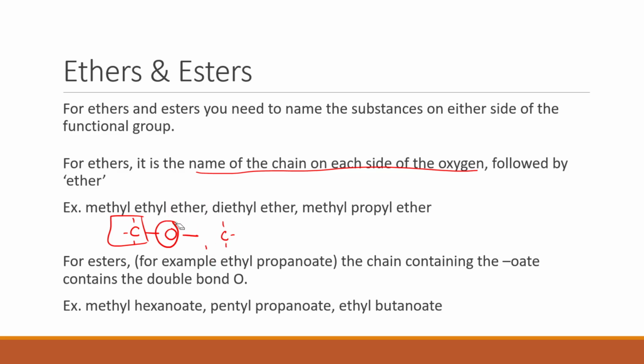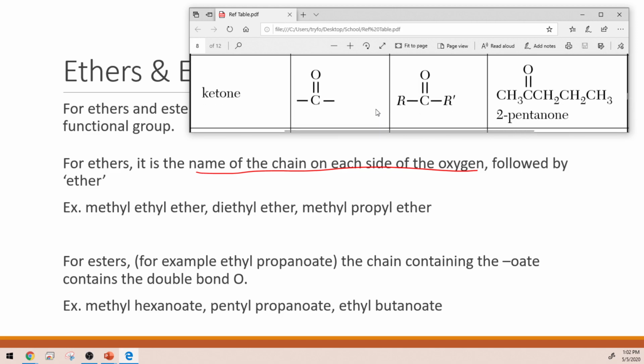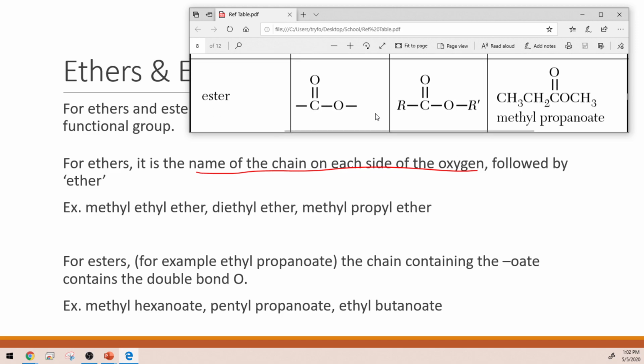And we'll look at that in more depth in a second. For an ester, it is very similar. That's why I bunched these two together. For an ester, we have another thing that breaks the chain up, but instead of just being an O that breaks the chain up, it's a double bond O and an O that break up the chain.